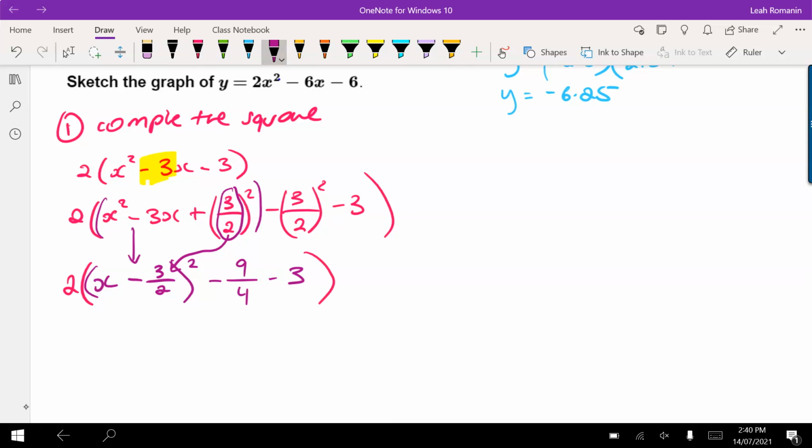So just quickly, let's write this again. So I've got x minus 3 over 2 squared. Now, remember to add fractions, you need the same denominator. So 9 over 4, and then 3 as a denominator of 4 is going to be 12 over 4.